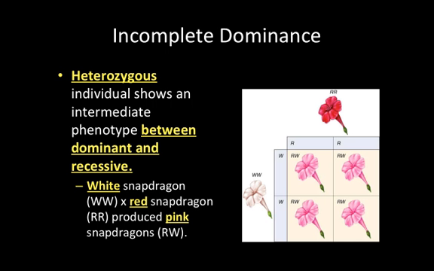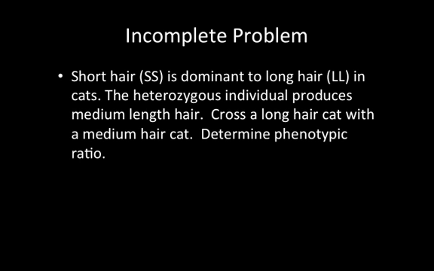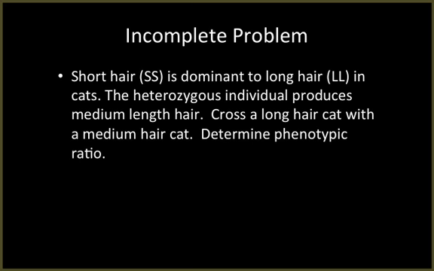So make sure you understand that this is different than Mendelian inheritance. This is incomplete dominance, all right? And that heterozygous individual is going to show a trait in between the dominant and the recessive. So, when we look at a problem like this, let's examine it. Short hair is dominant to long hair. The heterozygous individual produces a cat with medium-length hair. Cross a long-hair cat with a medium-hair cat and determine the phenotypic ratio.